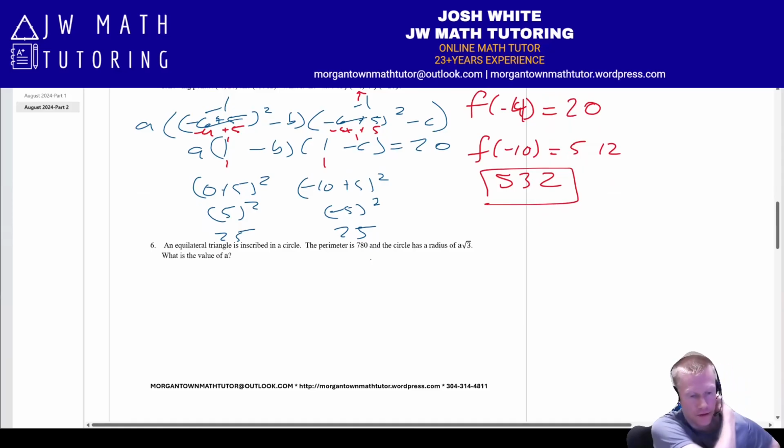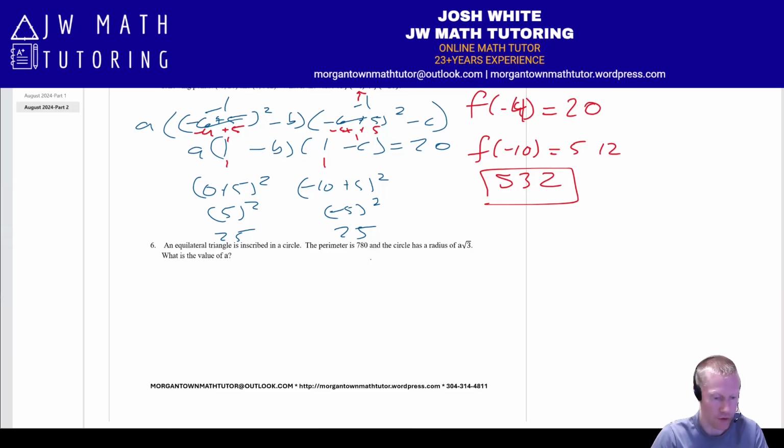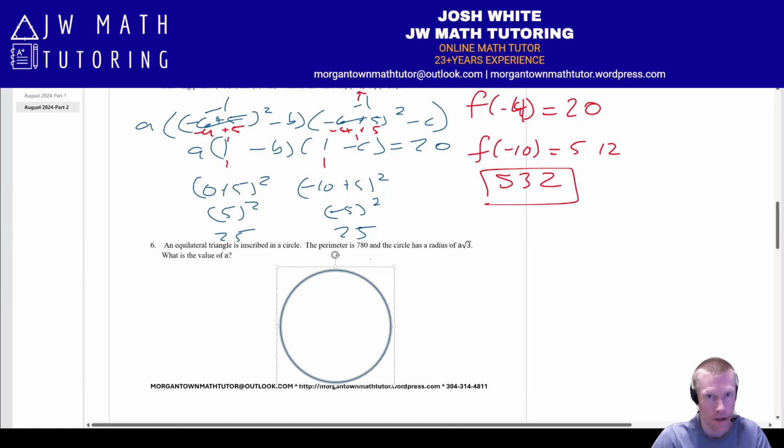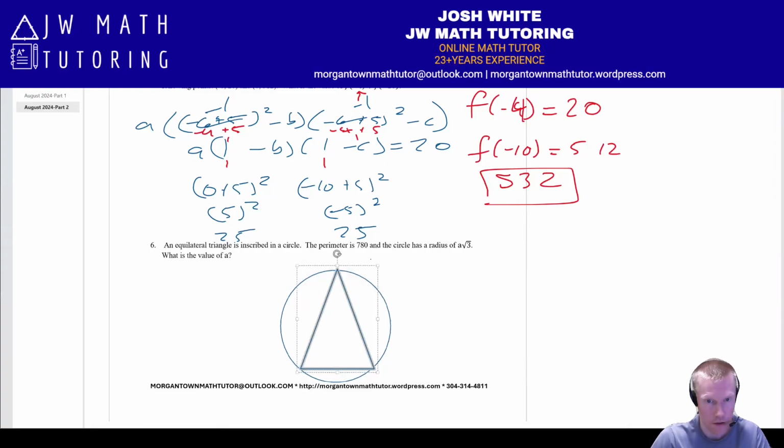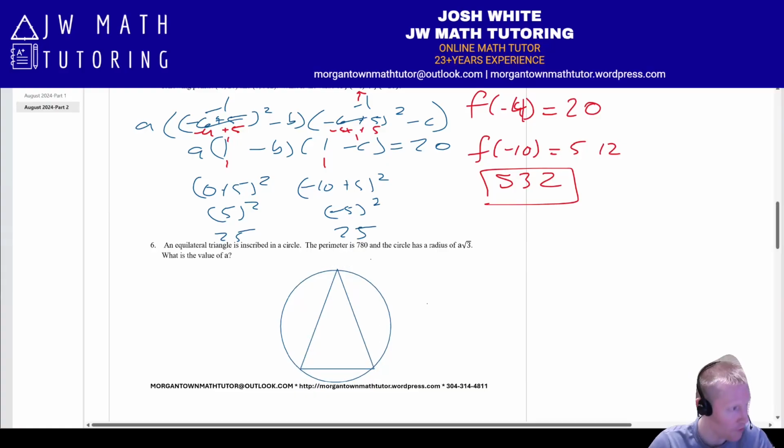All right, next up, the sixth question in this second series of 10 questions from the August 2024 test. We have here a circle and we have an equilateral triangle which is inscribed inside of it. So let me see if I can get a rough picture up here. Here is our circle. Okay, this obviously is not equilateral, but whatever. Let's just pretend that it is for these purposes.